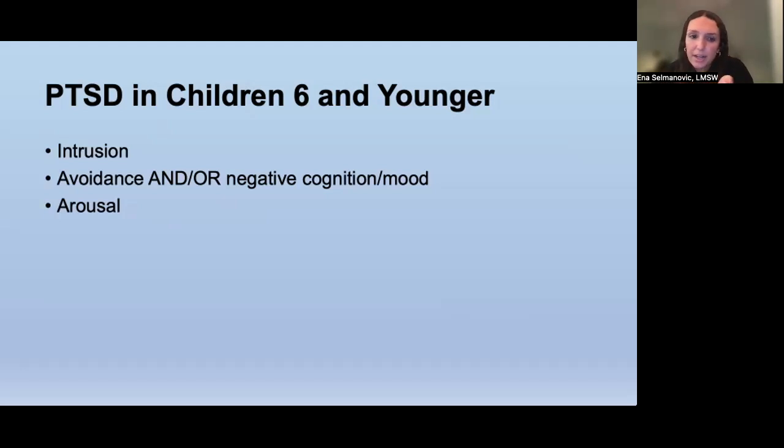The avoidance criteria is almost the same as for adults. The negative cognition and mood criteria is a bit more simplified. It's really about increased frequency of negative emotional states like fear, guilt, sadness, shame, diminished participation in activities, socially withdrawn behavior, and just reduced positive emotions. And the arousal criteria is pretty similar to that of the adult criteria as well. So that's PTSD in children 6 and younger.